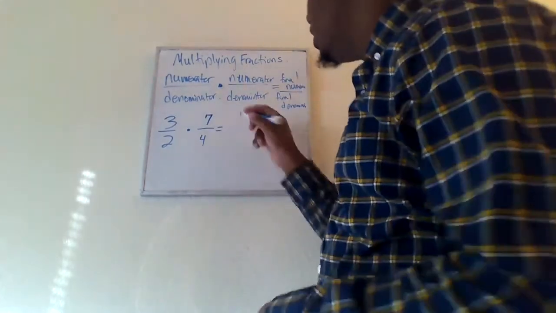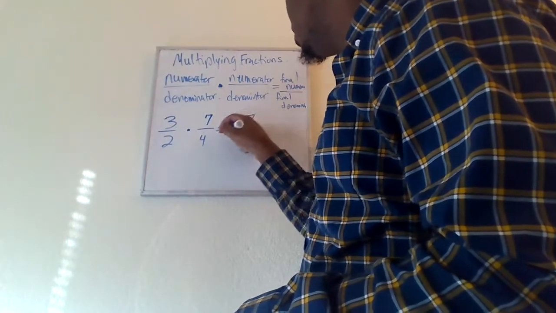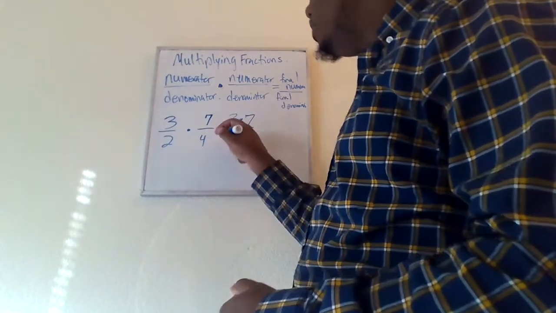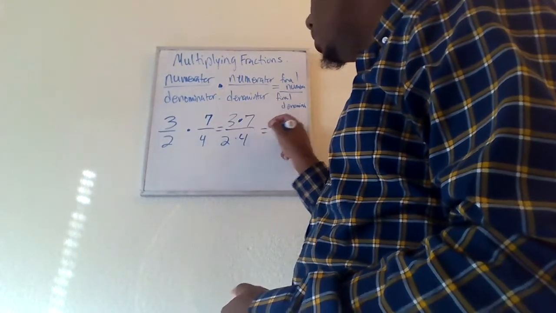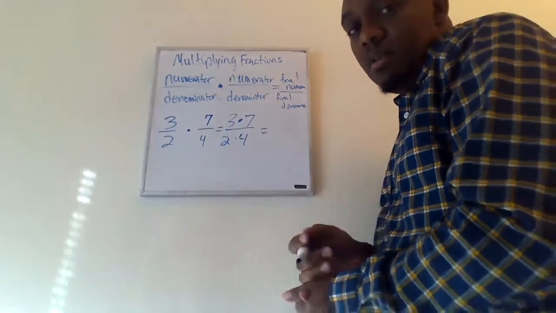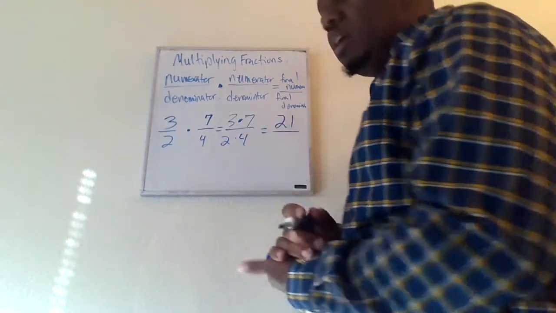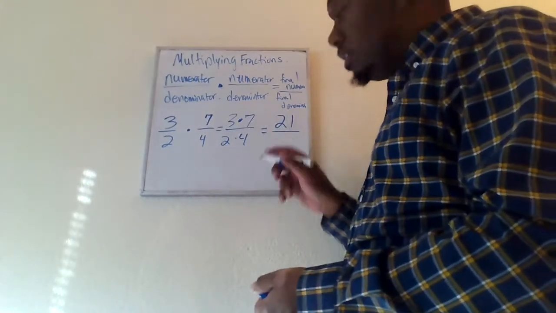So to multiply this, we would do 3 times 7 to get our final numerator, and we would do 2 times 4 to get our final denominator. Well, what's 3 times 7? 3 times 7 is 21. And what's 2 times 4? 2 times 4 is 8.